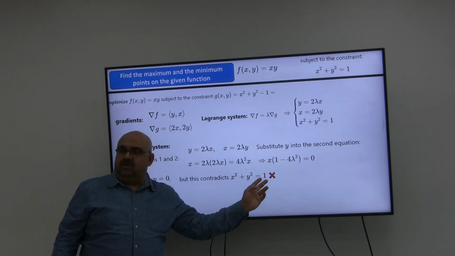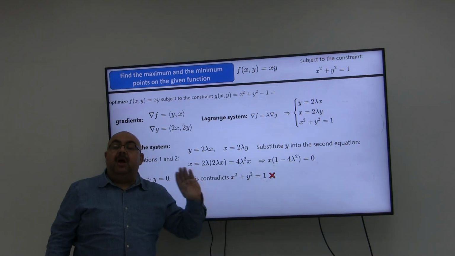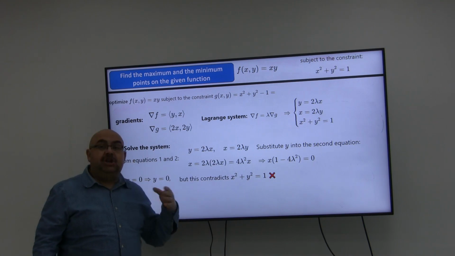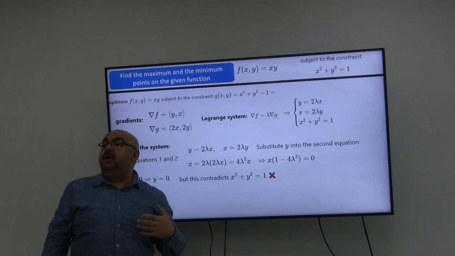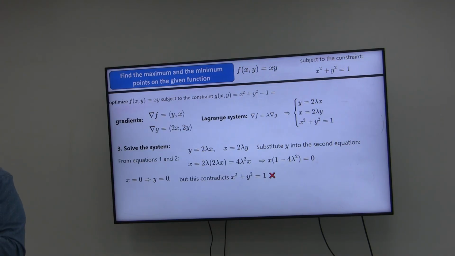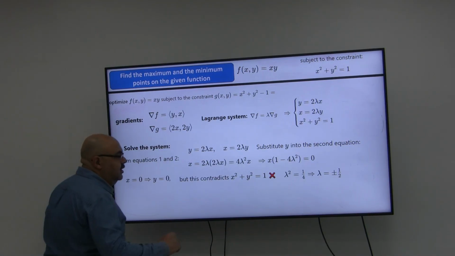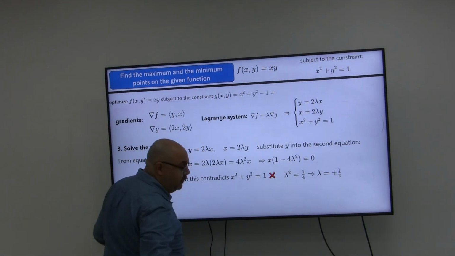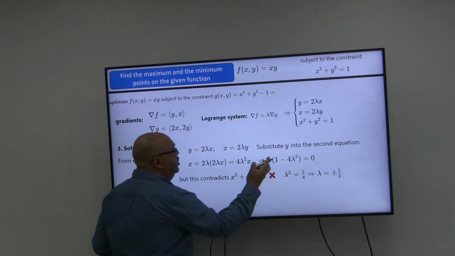So this is not the correct answer. So I will eliminate or reject this case. I will go to the other case. What's the other case? That 1 minus 4 lambda squared is equal to 0. So now I will study that case. This is very, very simple.